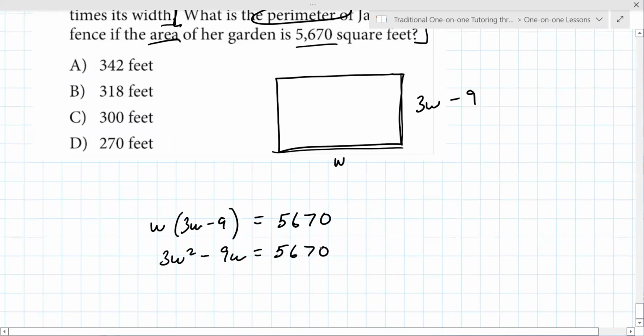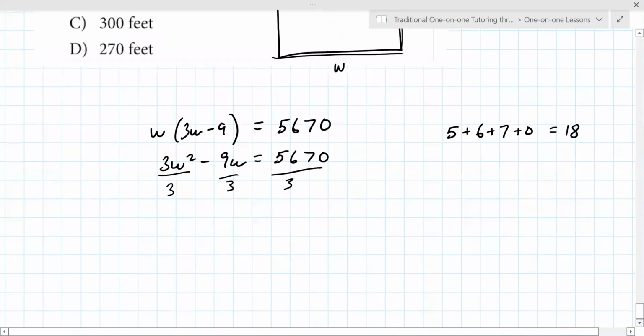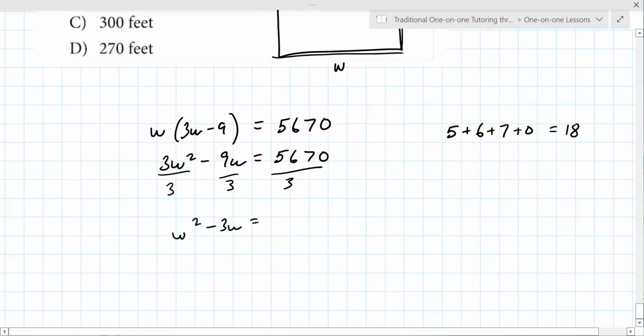Do you remember the divisibility rule for 3? You could take 3 out of everything, I'm guessing. No, not everything. That's bad. So you actually add up the digits here, 5 plus 6 plus 7 plus 0, and that equals 18. Since 18 is a multiple of 3, you can divide it. And I'll talk about that in another lesson because it does save you some time every so often.